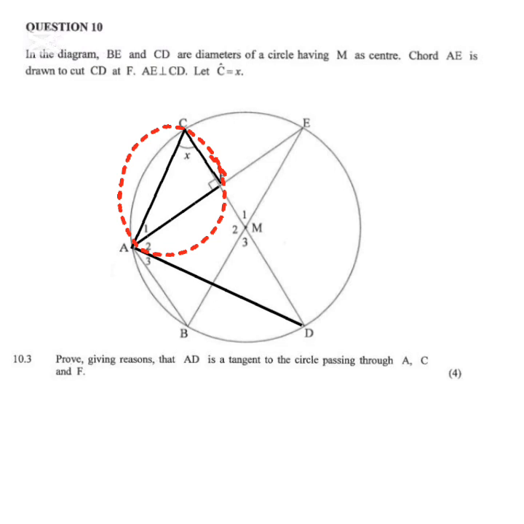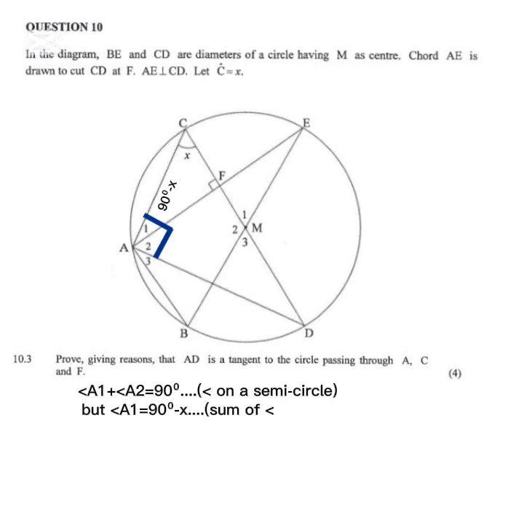Let's find our angle A2. We already know that angle A1 is equal to 90 minus x, and angle A1 plus angle A2 is equal to 90 degrees, reason: angle on the semicircle. Let's write it down. Angle A1 plus angle A2 is equal to 90 degrees, reason: angle on a semicircle. But angle A1 is equal to 90 degrees minus x, reason: sum of angles in a triangle.